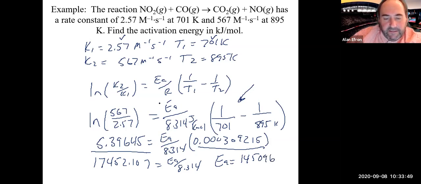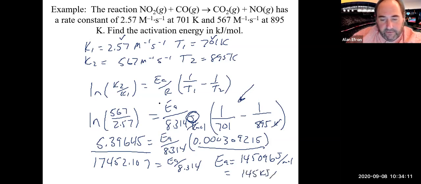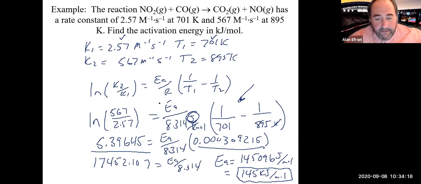145096. The units here, if you kept track of everything, are going to be joules. Kelvin will cancel, and really our units will be joules per mole, or kilojoules per mole. This is joules per mole, and again, usually we're looking at kilojoules, so 145 kilojoules per mole. Again, a positive number here, and what we would expect.